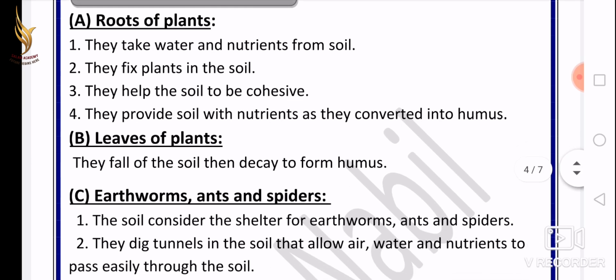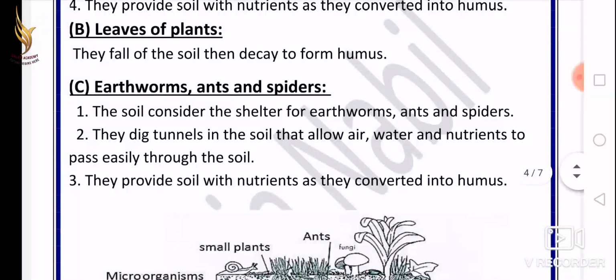Okay? Second, we talk about leaves of plants. Leaves of plants fall on the soil, then they decay to form humus. Okay, so it adds nutrients to the soil because it is converted into humus. And finally, we talk about soil and insects like earthworms, like spiders and ants. Okay, earthworms and some spiders take soil as home.